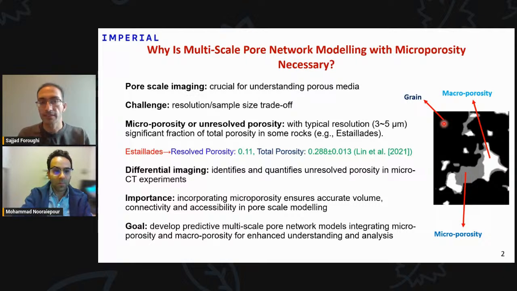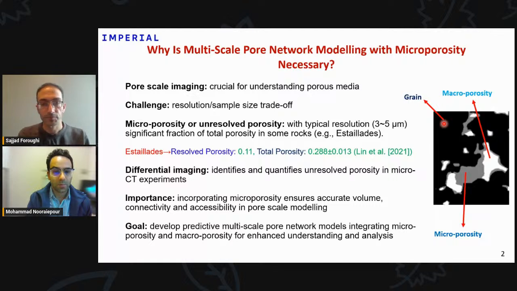If we want to fully resolve the pore space, we need a small voxel size, then the field of view will be small. And if we want a larger field of view, we have bigger voxels and we lose a lot of features and cannot fully resolve the pore space. So there is always a trade-off between these two.